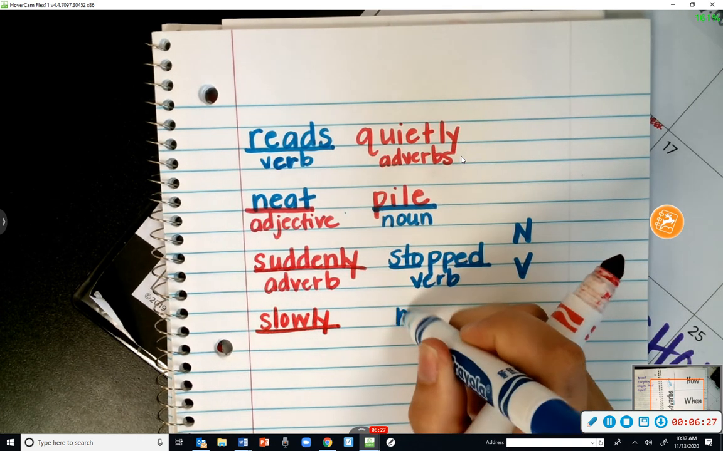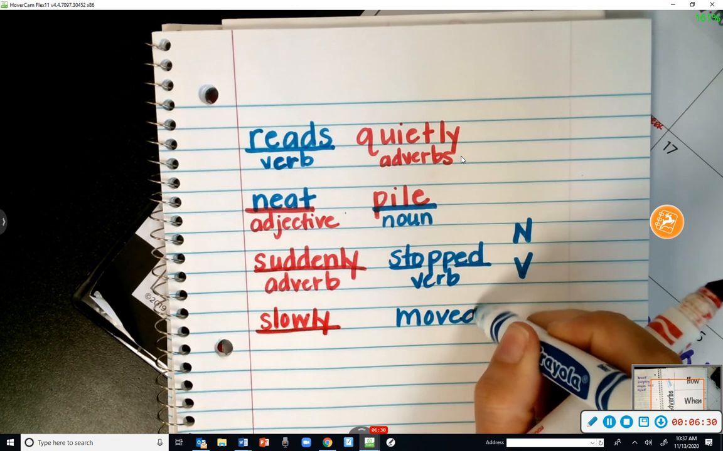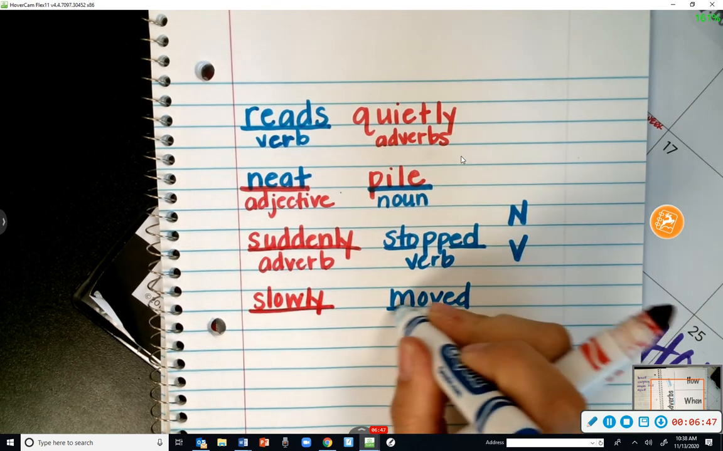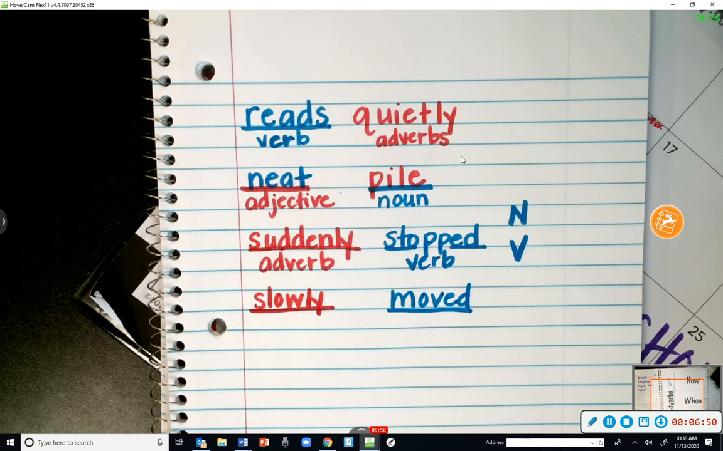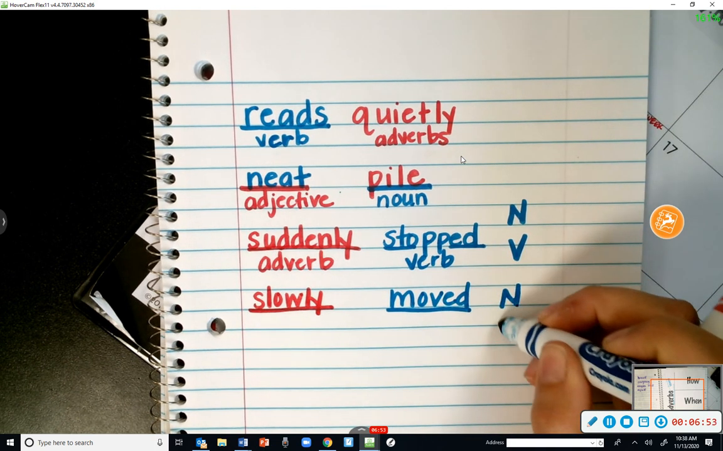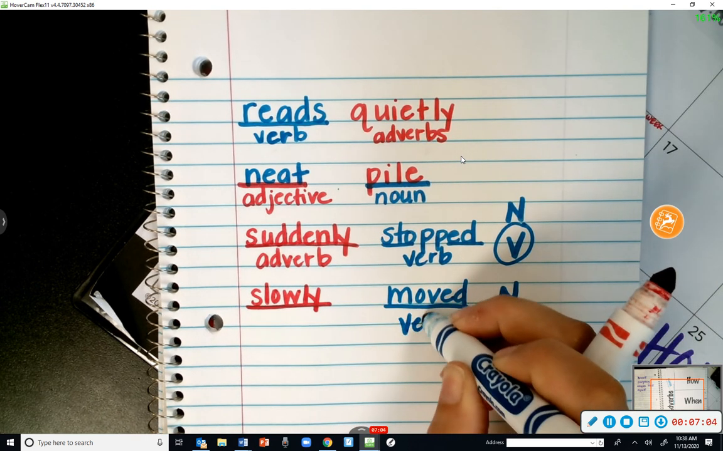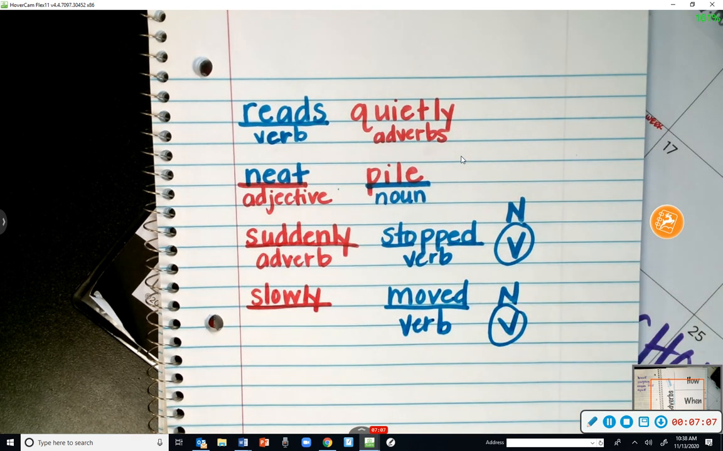Slowly moved. Okay, so we need to look at the blue. Moved. We need to decide, is it a noun or a verb? Is that something we can do, Aaliyah? So it's a verb. What type of words describe verbs? Adverb.